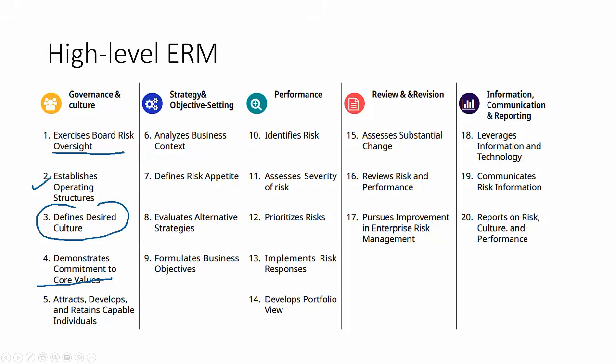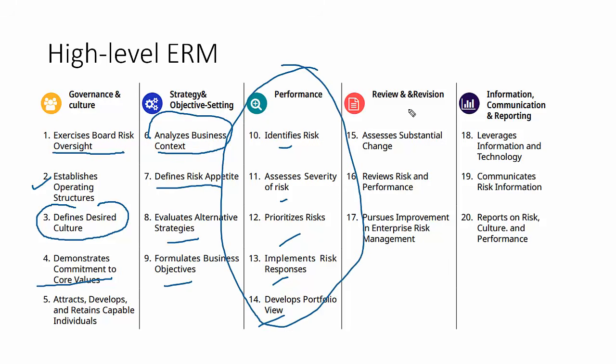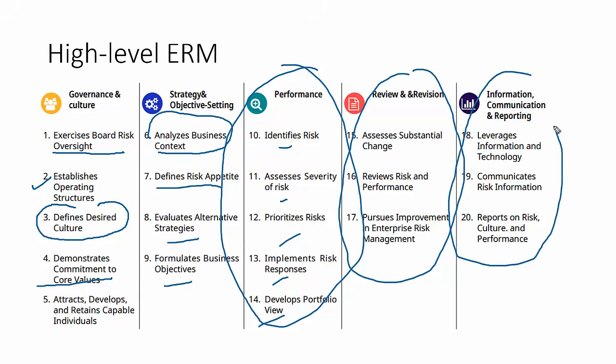Then the next important thing is called strategy objective, where we analyze the business context. For example, if my business is e-commerce, availability is the most important thing. If my business is in healthcare, the focus is on confidentiality. Then we define the risk appetite. In a later slide, we're going to discuss how to define risk appetite. Then we evaluate the strategy and formulate the business objectives. And then we introduce a matrix: identify risk, assess, prioritize, implement, and develop. This is more like the operational level. And then we review and revise, and then we communicate the overall culture to the people.